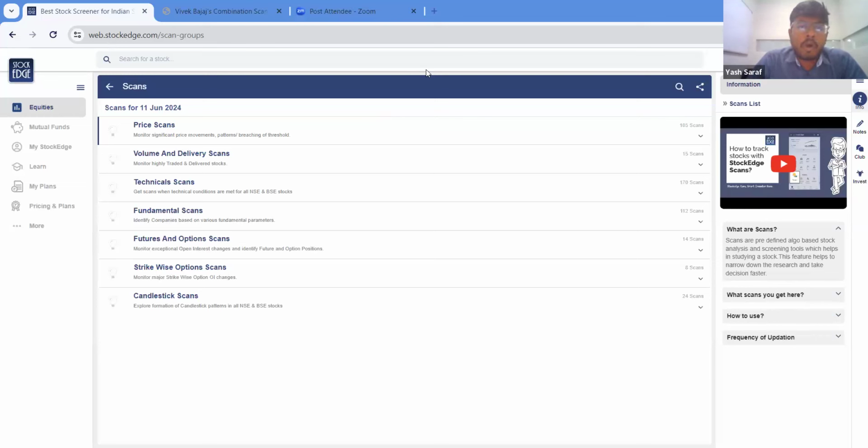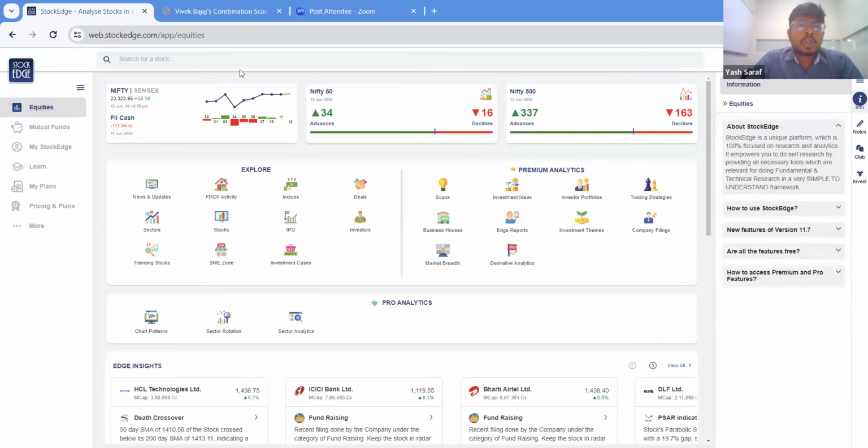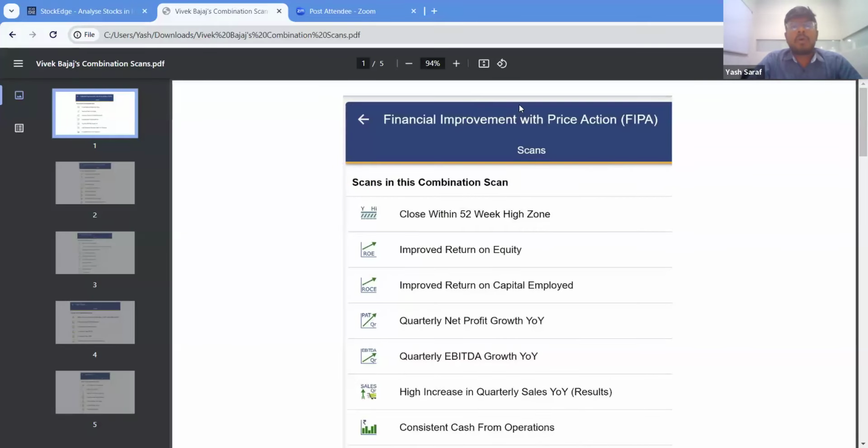So let's move on to the combination scans, the next session. And if there are any queries, then we'll take it at the end. So this is the list. If you guys can see, this is the list of the Vivek Sir's combination scans itself. So what we'll do is, we will now make a combination scan, and we'll understand how to make a combination scan, how to interpret it, how to understand it, and how we can use it, right?